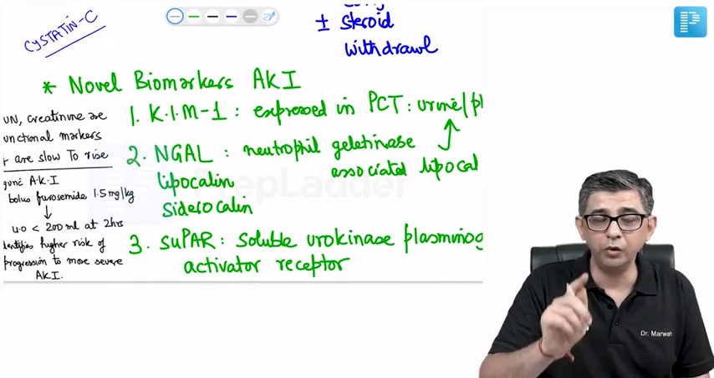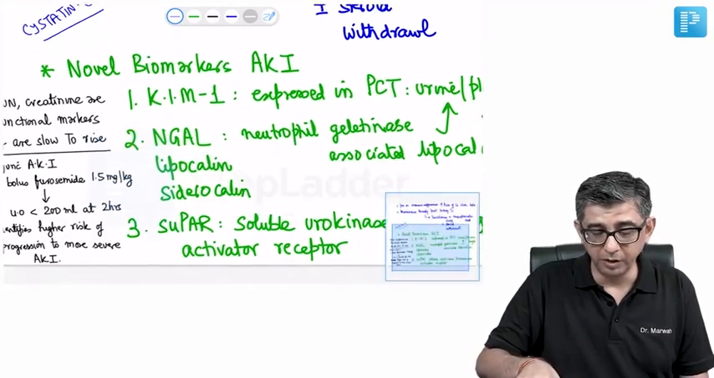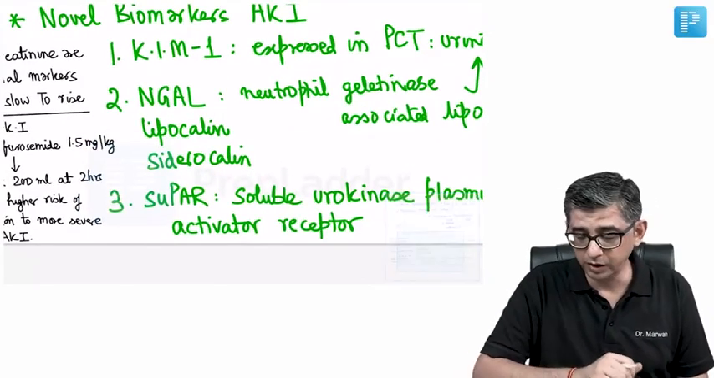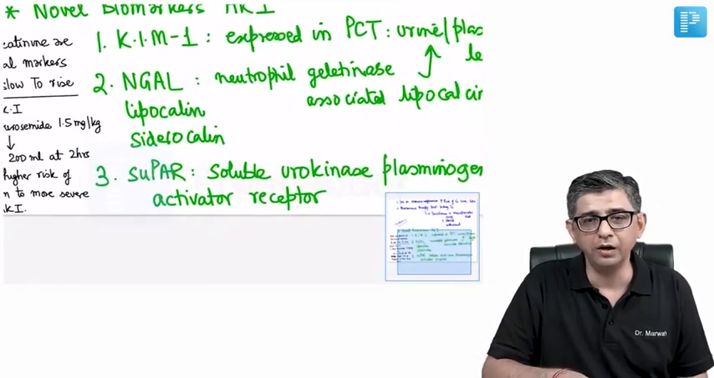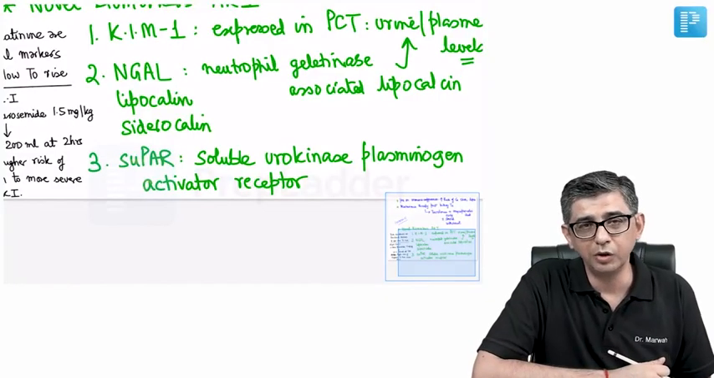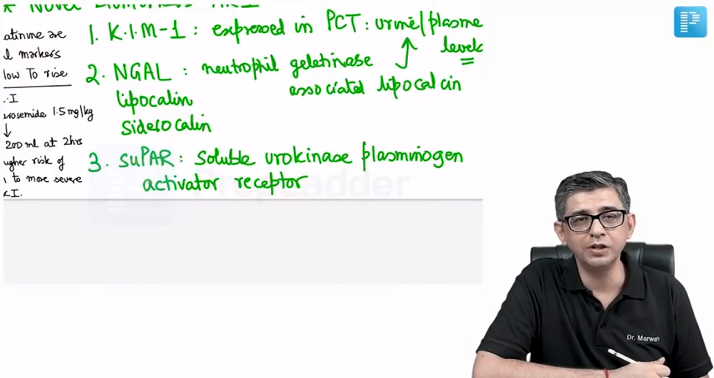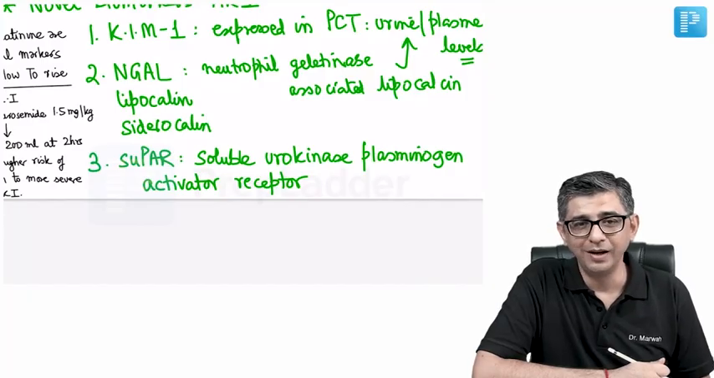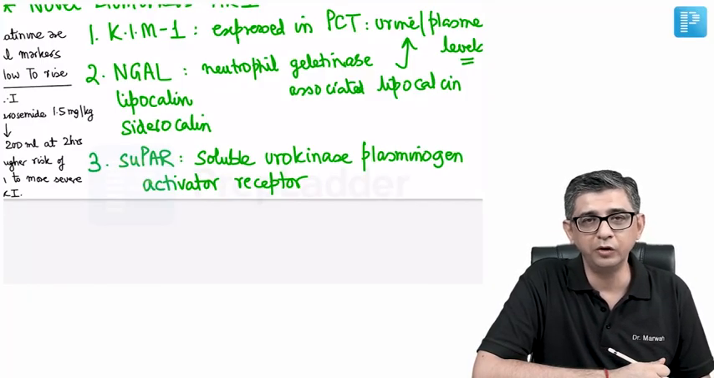The new entry in the 21st edition of Harrison, which is a biomarker for acute kidney injury, is SUPAR. Now let's look at the full form of SUPAR. A little bit of tongue twisting data here. That would be soluble urokinase plasminogen activator receptor. Let's do it again. Soluble urokinase plasminogen activator receptor. Try to remember only the short form at the moment, that is SUPAR.